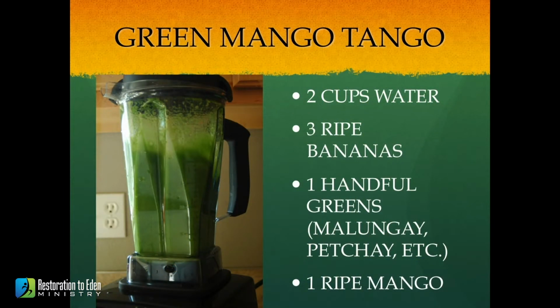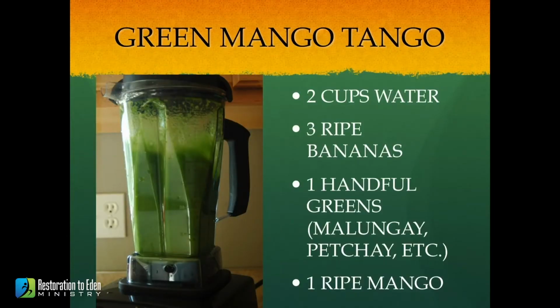Okay, green mango tango. We have this recipe for those who are in the Philippines and also other tropical countries. This recipe calls for mango, so it's nice to do this in countries like the Philippines and other Asian countries because they have an abundant supply of mangoes there. So it calls for the same 2 cups of water, bananas, a handful of greens, and 1 ripe mango. The recipe ingredients, by the way, are for a whole blender, so it can be for the whole family. So basically the idea is just a fruit or 2 and then a handful of greens.